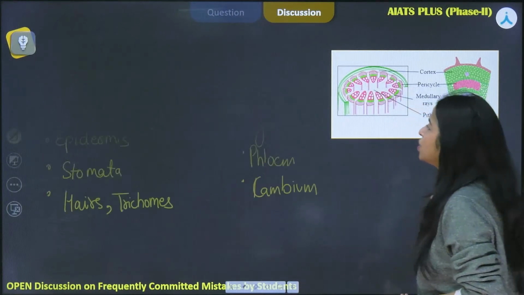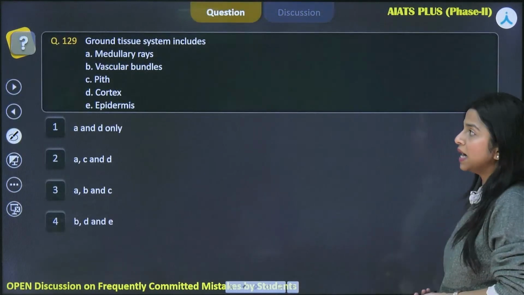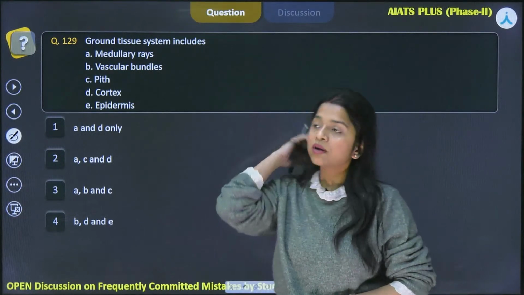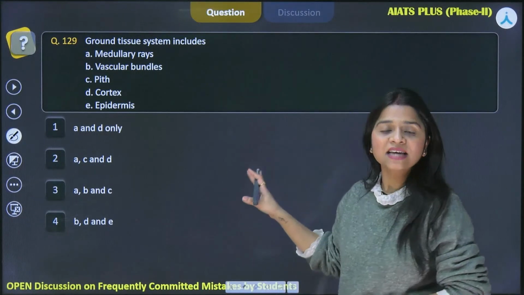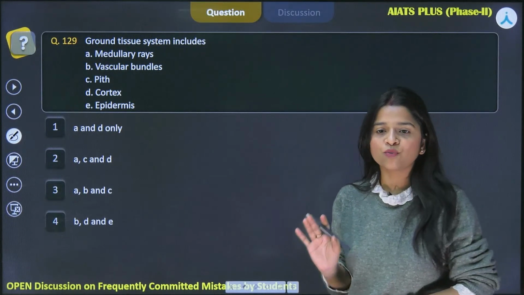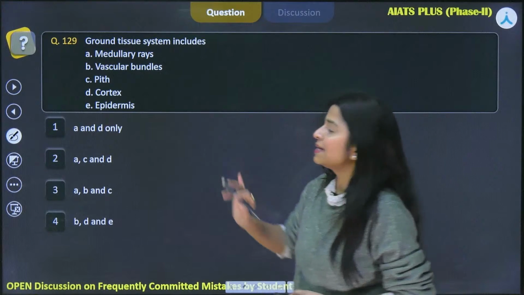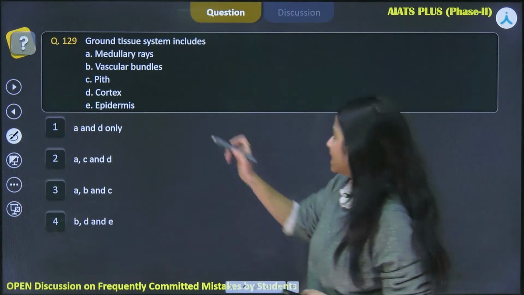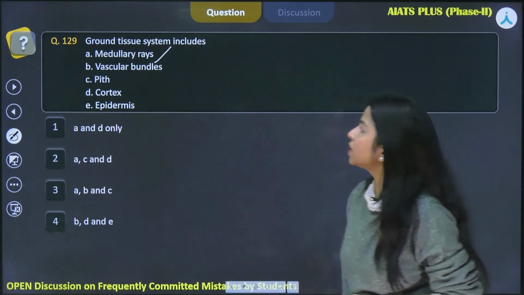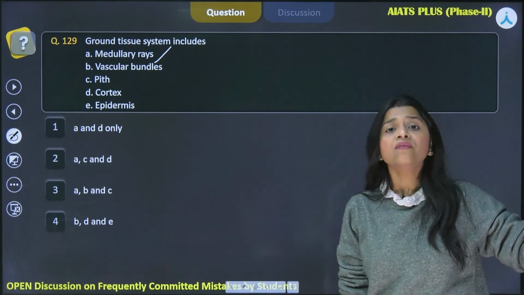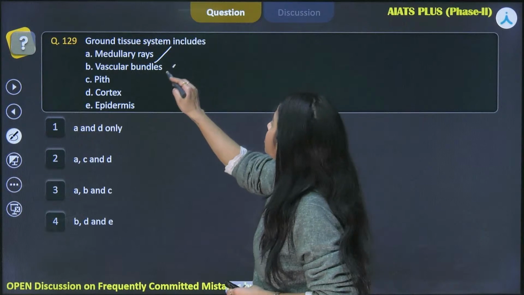Now switching back to the question that we had, ground tissue system includes, so pick the correct answer and tell me in the comment box what should be the correct answer. First one is the medullary rays. Yes, it is a part of the ground tissue. Second one is vascular bundles. No, it is the part of the vascular tissue system obviously. So this is not true.